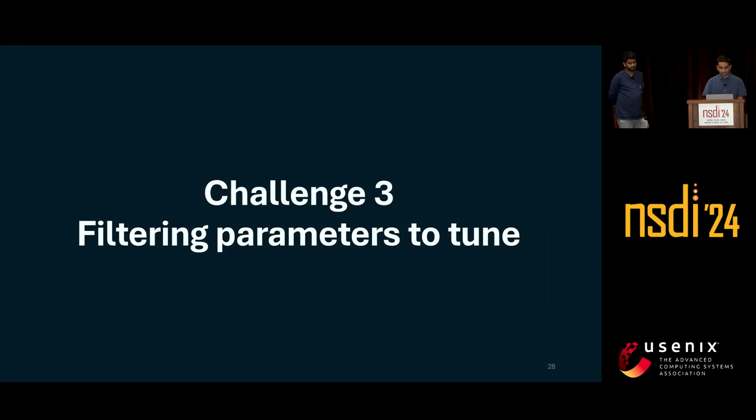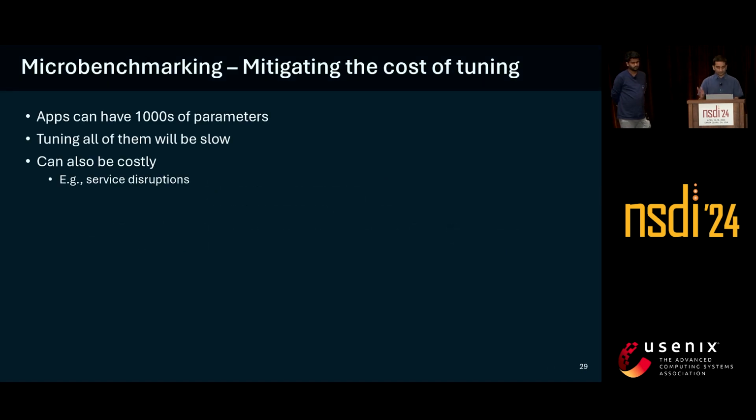Lastly, we look at the third challenge that OPPerTune helps address, which is filtering the parameters to tune. A service may have thousands of parameters to tune across its entire stack. If we naively start tuning all of them, it will take quite a while before we converge to the optimal configurations. Moreover, tuning every parameter means when the app is reconfigured, several components of the app may have to be restarted for the updated parameter values to take effect, which can result in service disruptions and thus make tuning costly.